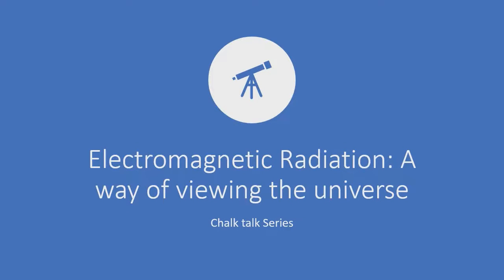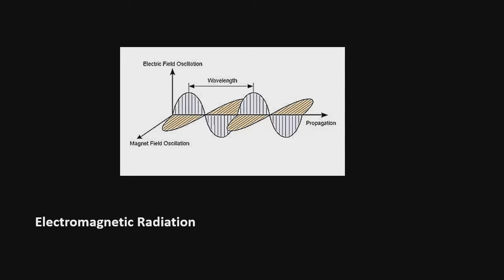In this episode, we are going to talk about electromagnetic radiation, a way of viewing the universe. Everything in the universe emits a type of energy in the form of waves. You, me, the dogs, the trees, the cloud, the planet, the stars, everything. This is how scientists study the universe by detecting and observing these energies or waves.